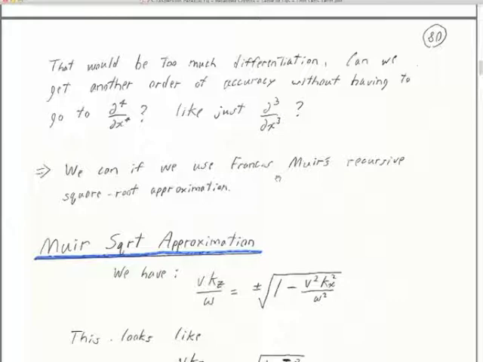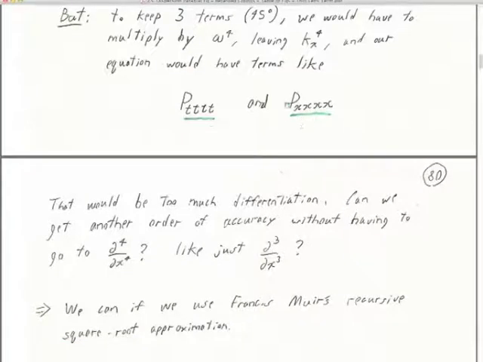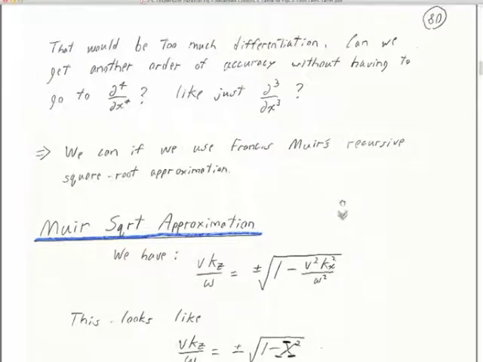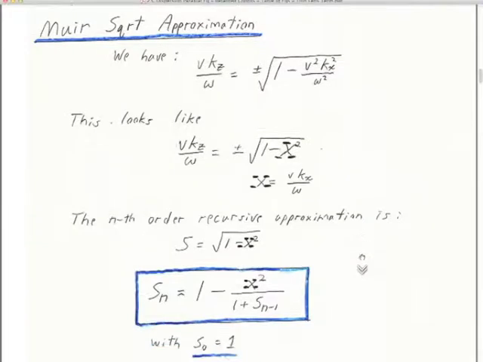Because we're going to have to work out a finite difference scheme for each of these derivatives, and the more derivatives there are, the more complicated the finite difference scheme. Francis Muir, working with Claerbout, found a way to do that, and it's called the Muir square root approximation.